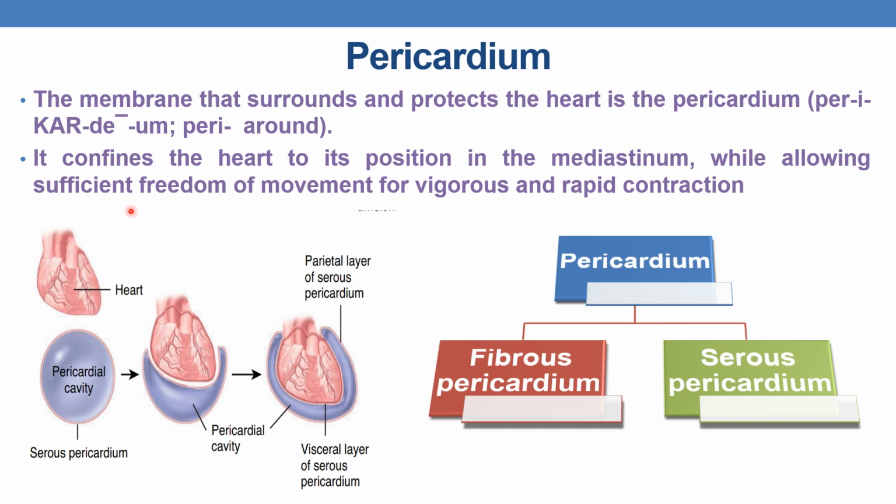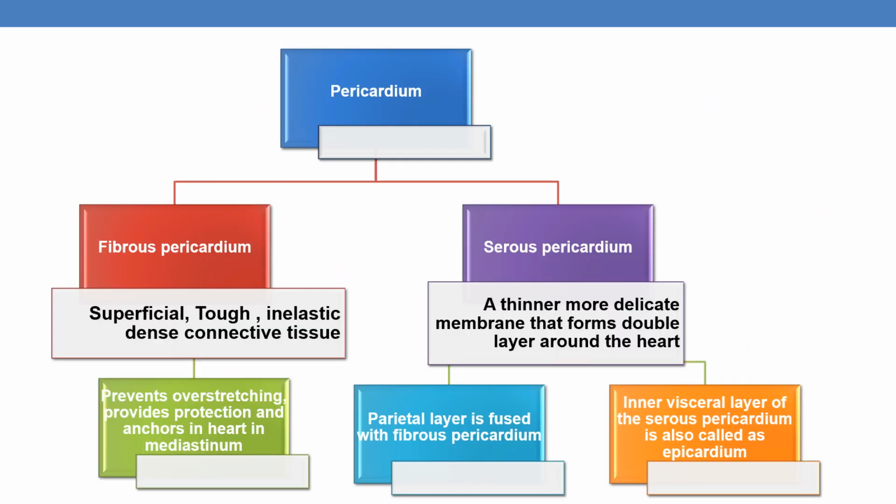So heart is enclosed by pericardium. Pericardium is the membrane that surrounds and protects the heart, and it confines the heart to its position in the mediastinum while allowing sufficient freedom of movement for rigorous and rapid contractions. As we have discussed earlier, pericardium is composed of two layers, fibrous pericardium and serous pericardium.